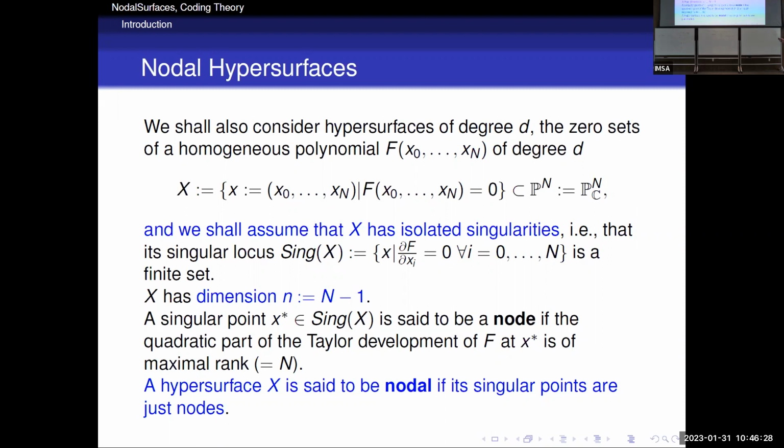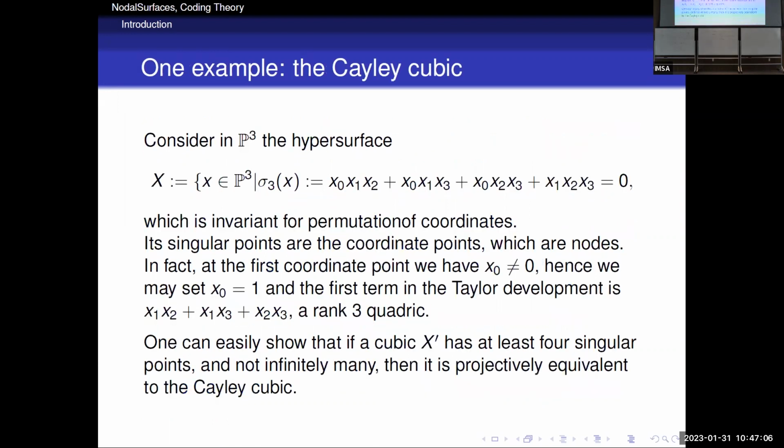capital N, which will be, I'm sorry, I'm not capable of using the pointer, but I think you can read that we are in P capital N, and the hypersurface has dimension small n, and assume that the singular locus is a finite set, and it is a node if the quadratic part of the Taylor development is of maximum rank. And so nodal hypersurfaces are the ones such that all the singular points are nodes. And this is a quite general thing of study.